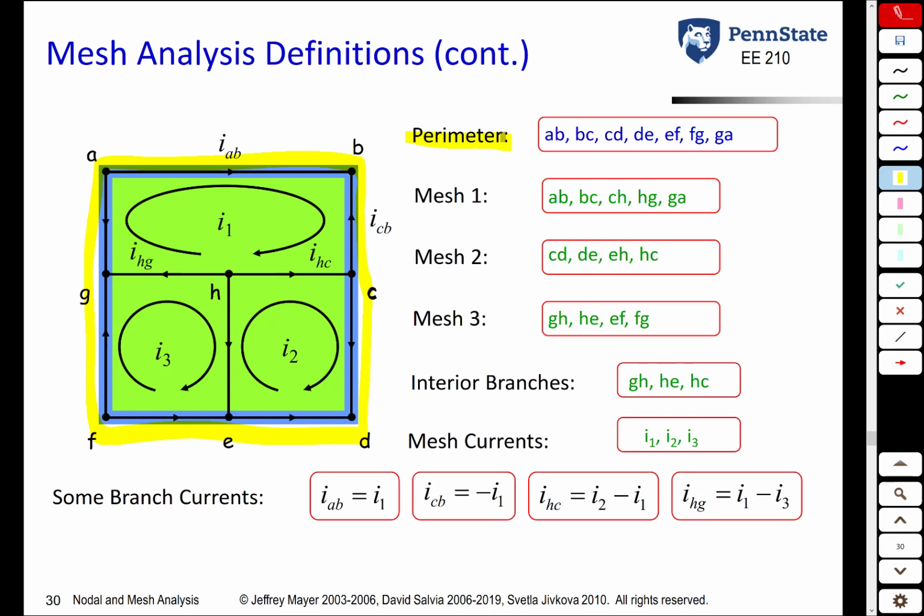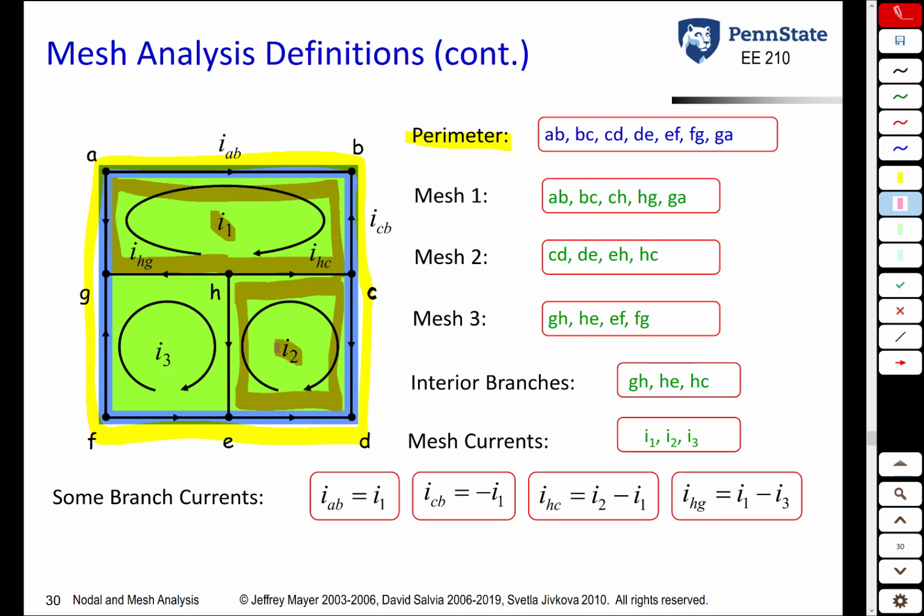So the first mesh is going to be between A to B, B to C, C to H, H to G, back to A. And we're going to define that mesh current as I1. And I'm going to make it a clockwise variable. Mesh 2 is going to be between C to D, D to E, E to H, H to C, and we're going to define its current as I2.